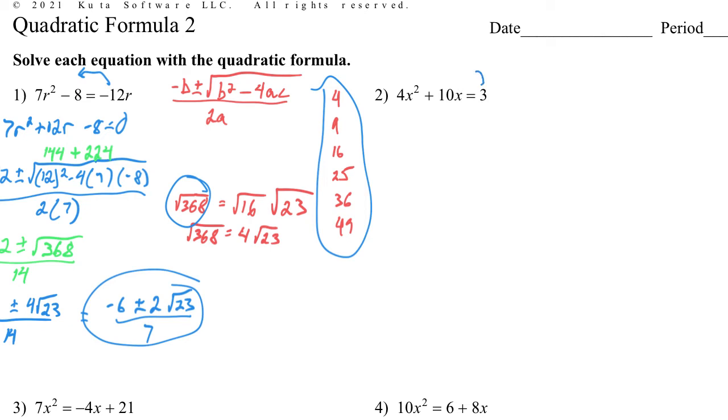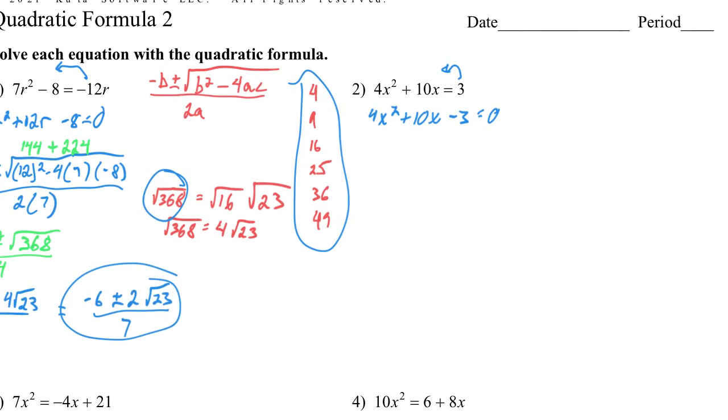So first thing I want to do is move this 3 over. So I have 4x squared plus 10x minus 3 equals 0. Then plug them in. So I have negative b, so negative 10 plus or minus the square root of b squared, 10 squared minus 4 times a times c, all over 2 times a.